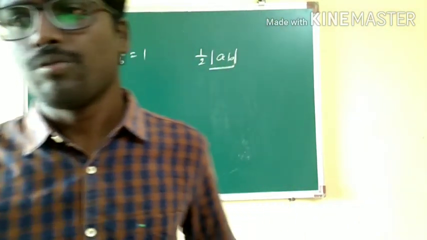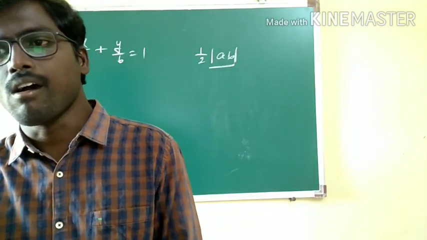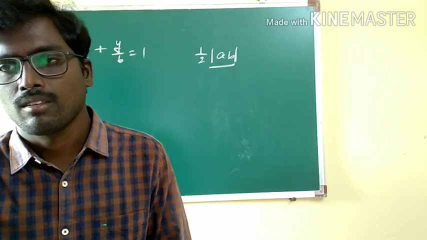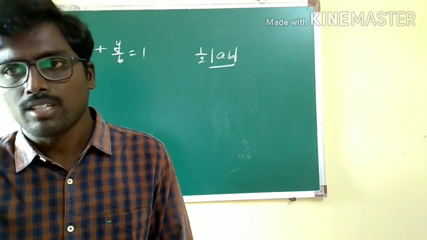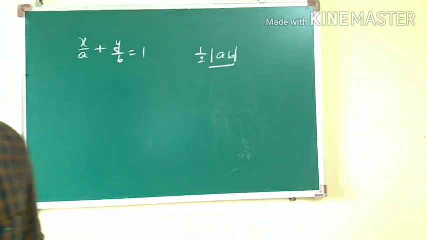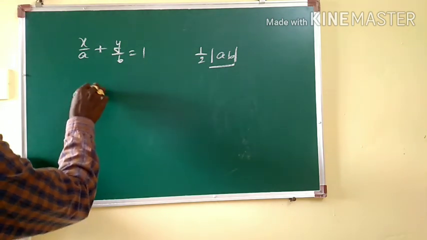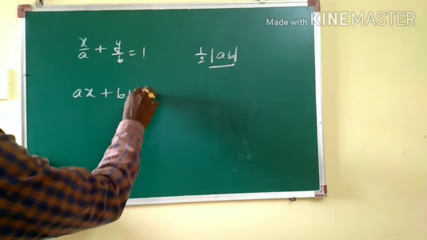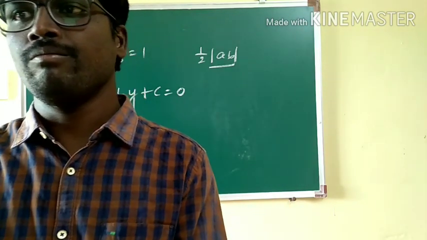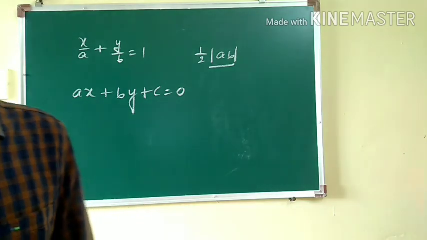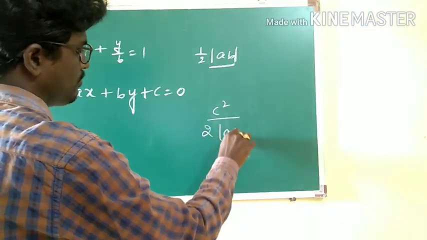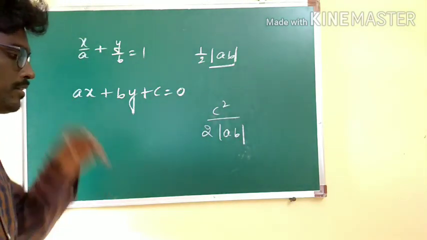Next, point number 2. The area of the triangle formed by the line ax plus by plus c equal to 0 with the coordinate axes is c square by 2 mod AB.